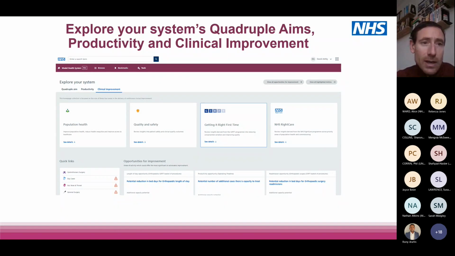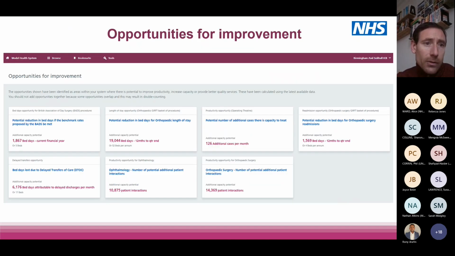You can see there's 3 tabs up at the top for quadruple aim, productivity and clinical improvement, and then there's 4 sections or boxes within each of those. Different users may want to do different things, but you can see there's a population health box there within clinical improvement, and I'll come on to the quadruple aim sections later.